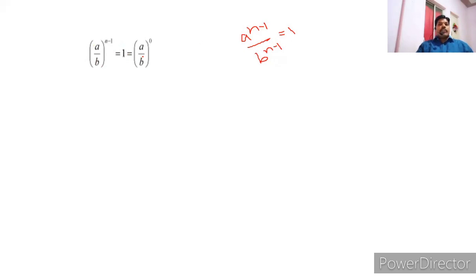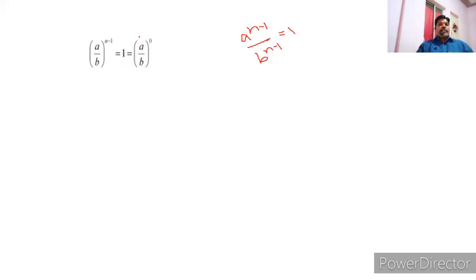But this 1 you can write as a by b whole power 0. Something power 0 will become 1 only. Why? Because this term is in the form of a by b, so that's why I'm changing the 1 value in terms of a by b. So a by b whole power 0 will become 1. Understand, students?